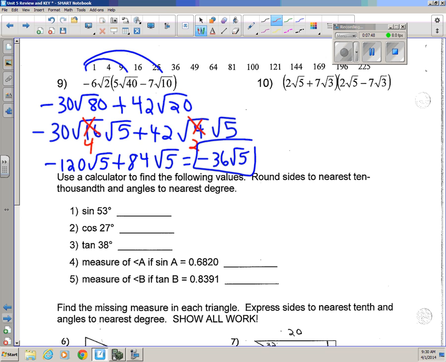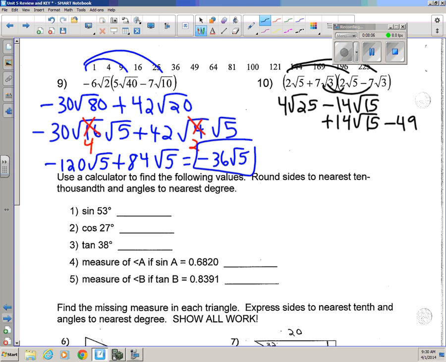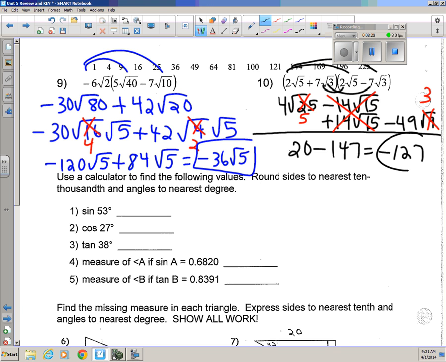This next one I need to FOIL. So this becomes 4 rad 25. This becomes negative 14 rad 15. This becomes positive 14 rad 15. This becomes negative 49 rad 9. When I combine like terms, first of all, I should realize that these completely disappear. They're inverses of one another, they're opposites. A 5 comes out of there, a 3 comes out of there, and I get 20 minus 147, which equals negative 127.